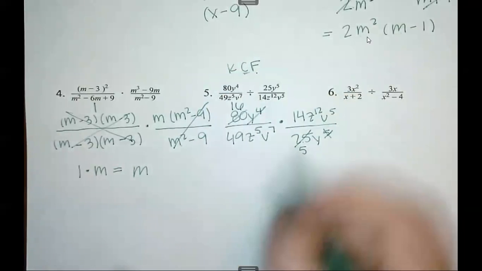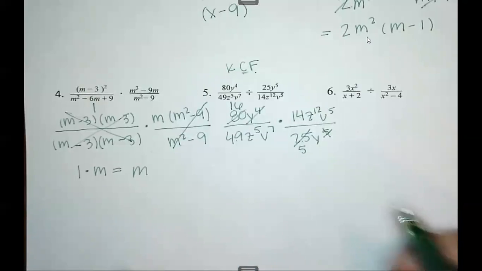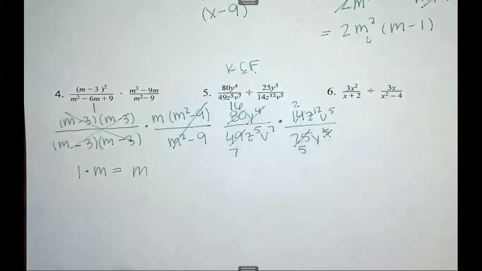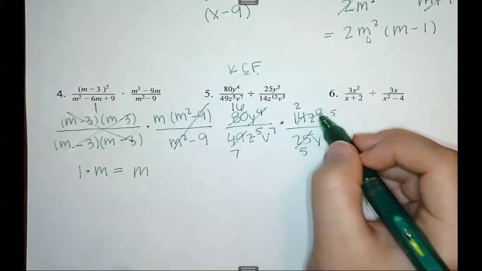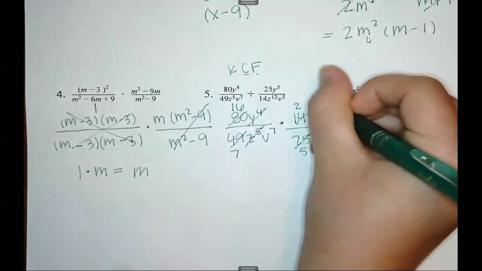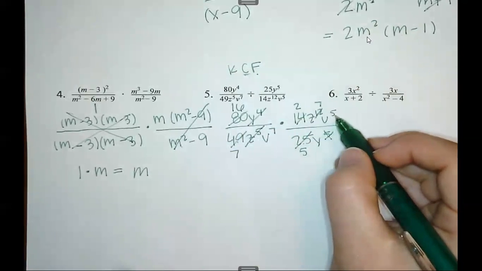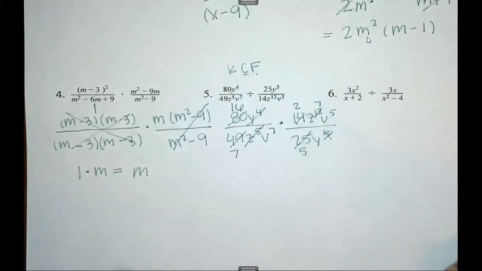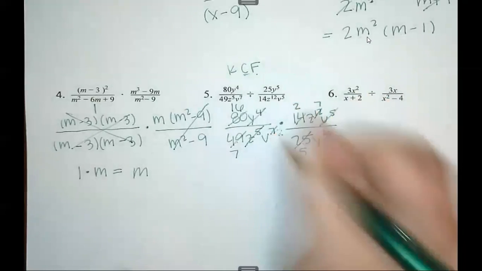Okay. And then over here, 14 and 49. Well, those are both divisible by 7. So this would become 2, and this would become 7 if I divide it by 7. Now we take care of our exponents. So 12 minus 5. 12 minus 5 is 7. That's going to become a 7. And then for v, I've got 5 minus 7. That's going to give me negative 2. I don't like negatives, so it's going to the bottom. So this just becomes a 2.